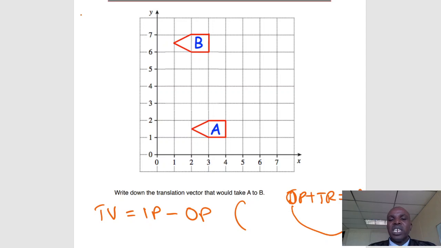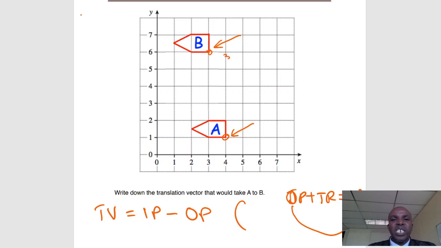It will be image point minus original point. You just take any of the points that you want there. Like in this case, you can take this point, but take the corresponding points, this point and this point. So you take the image first, A onto B, or A to B, which means B is the image. It came from A. A is the original, B is the image. So you say image, that is the point, B point.